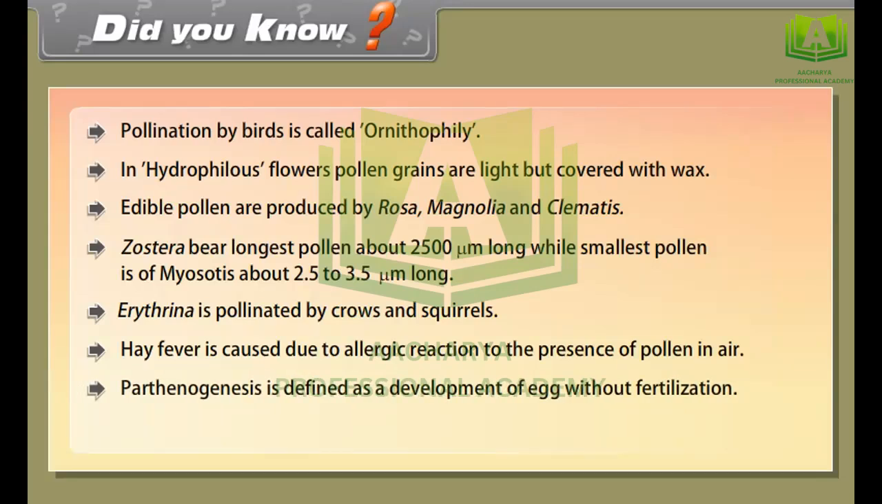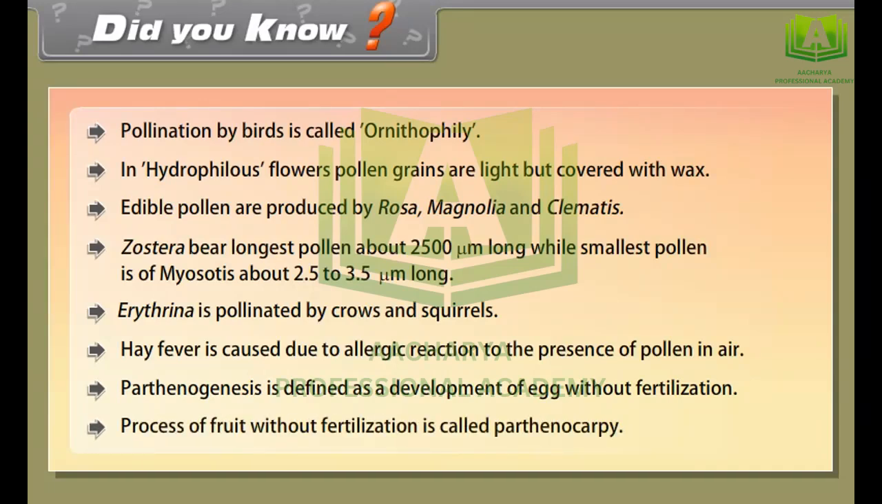Parthenogenesis is defined as a development of egg without fertilization. Development of fruit without fertilization is called parthenocarpy.